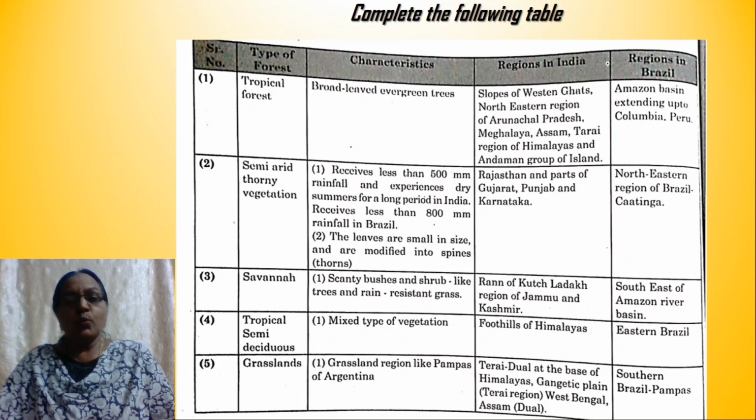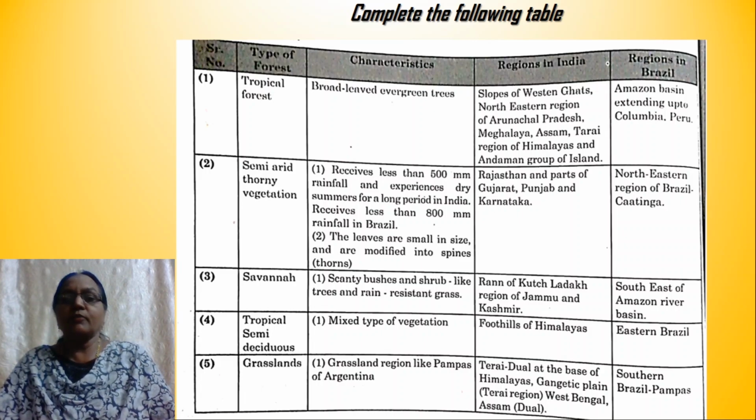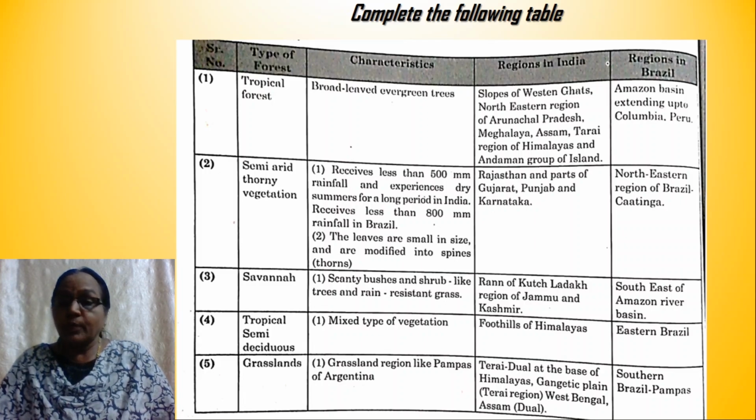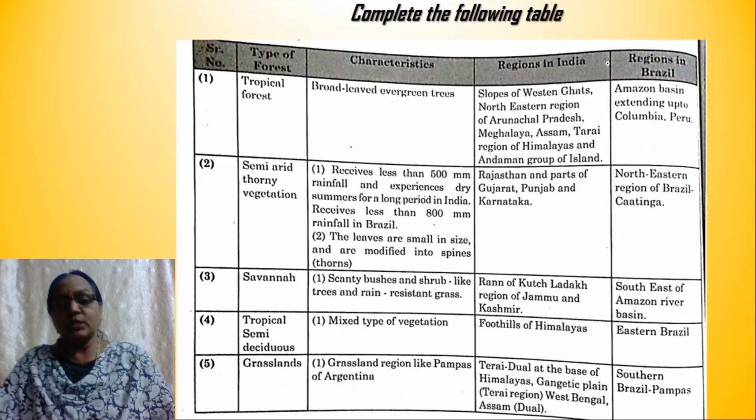Now, the first one we have is tropical forest. The characteristics we have already done. Here we are just doing it in the form of a tabular column. This way it's very easy for you to learn. They are broad-leaved evergreen trees. Now, they usually grow in regions where temperature ranges from 25 degrees to 30 degrees and rainfall of more than 2000 millimeters.